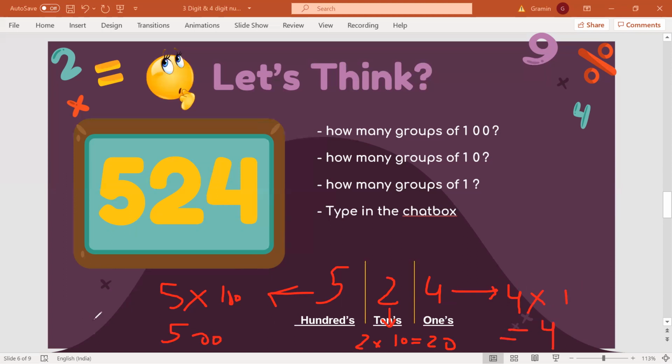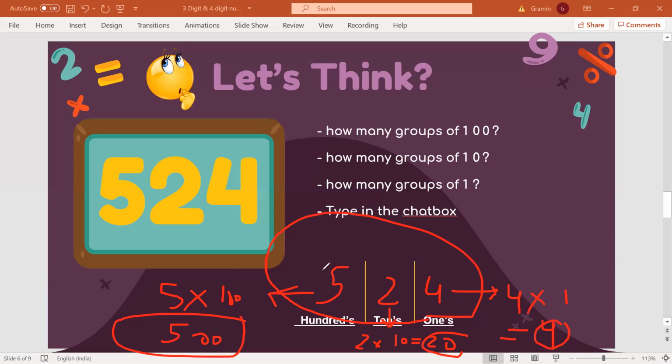So again, when you add these three numbers, you will arrive at the same number, which is 524. So the total number of chocolates you will have is 524. So these are the digits and these are the place values. These place values help us to make sense of a number, what this number actually means. How do we think of these numbers visually in terms of quantity?